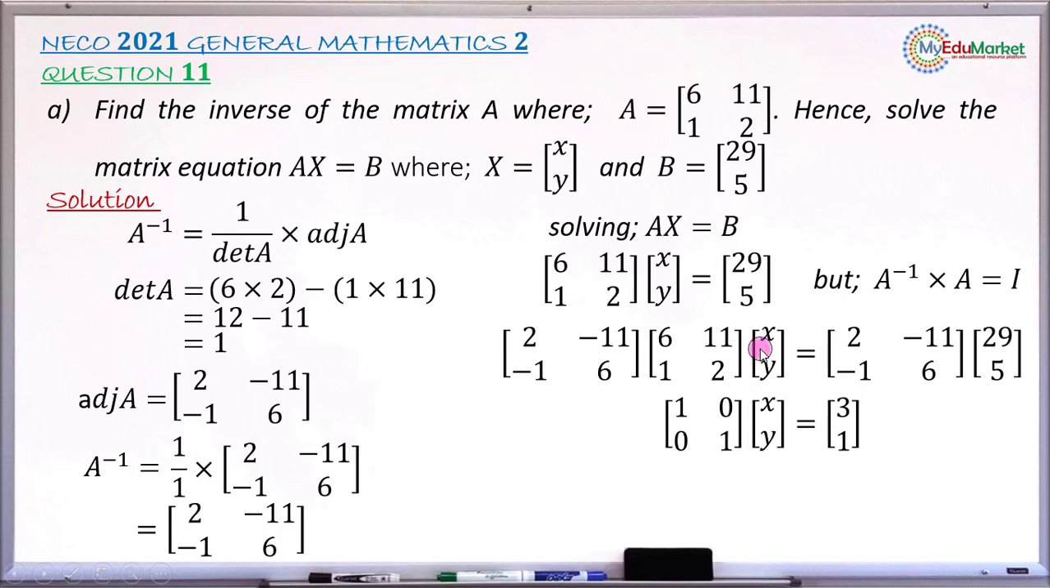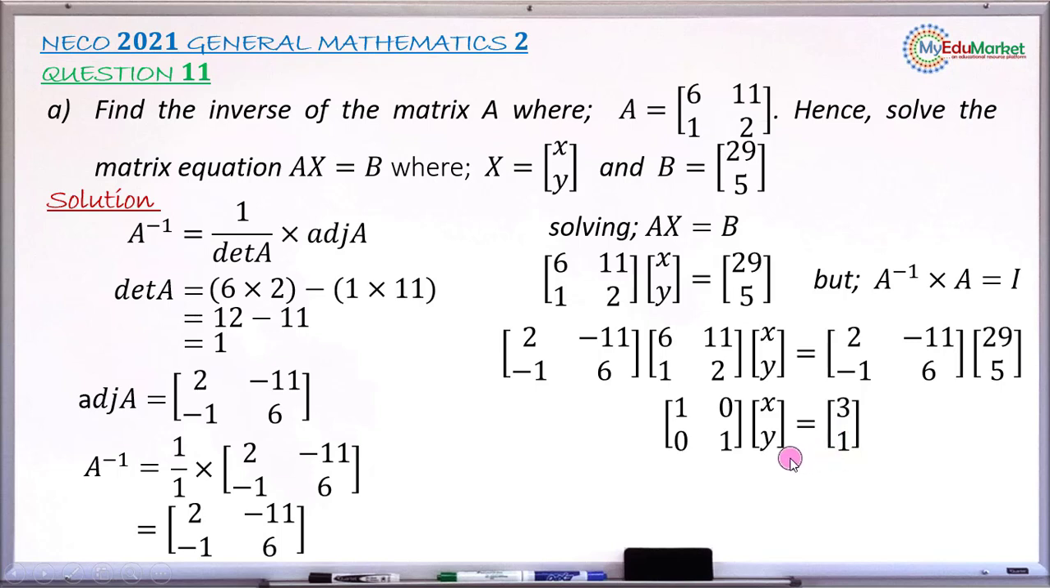Then copy the matrix capital letter X equals to, then the multiplication by the right means 2 times 29 to get 58, minus 11 times 5 to get minus 55. So 58 minus 55 gives answer 3. Then minus 1 times 29 is minus 29. 6 times 5 is 30. So minus 29 plus 30 gives answer this very one.